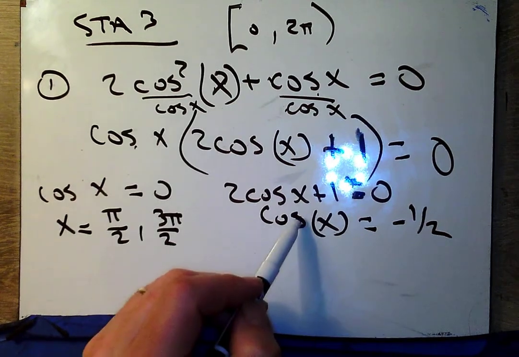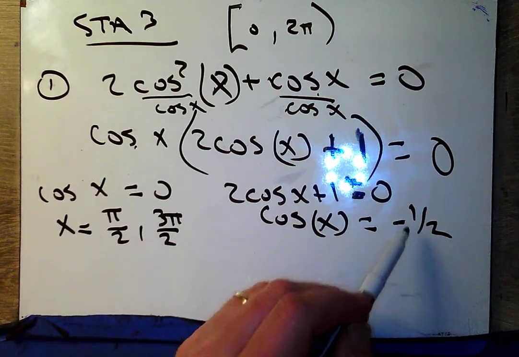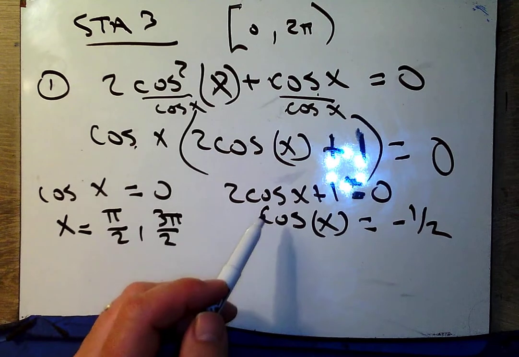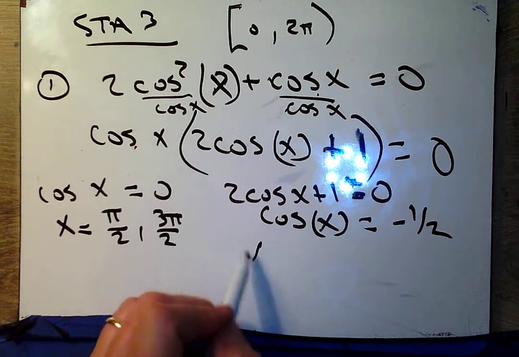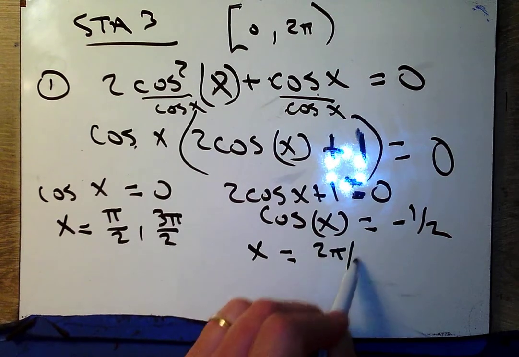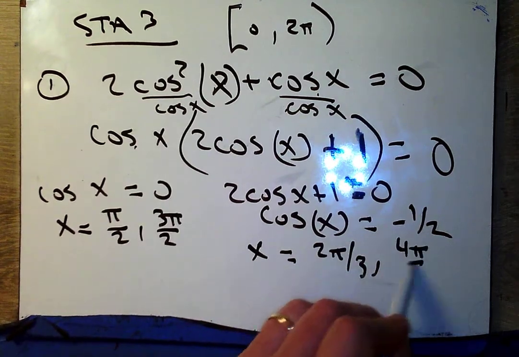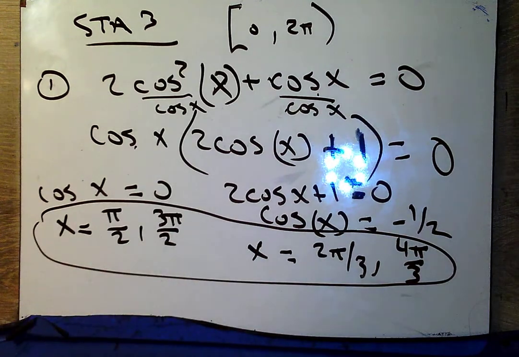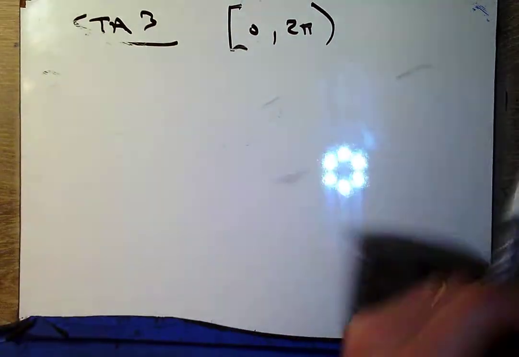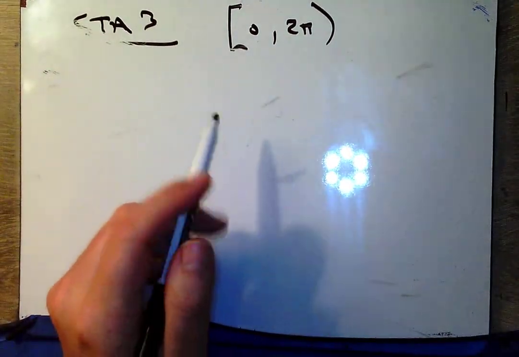Right, well, cosine is the x value. X's are negative in quadrants 2 and 3. That's when x equals 2 pi over 3 or 4 pi over 3. So we've got these 4 solutions to deal with. Okay. The second problem on this station also has that restriction.